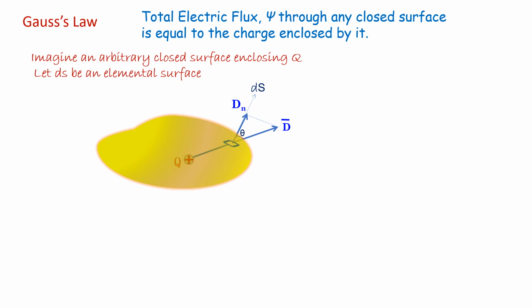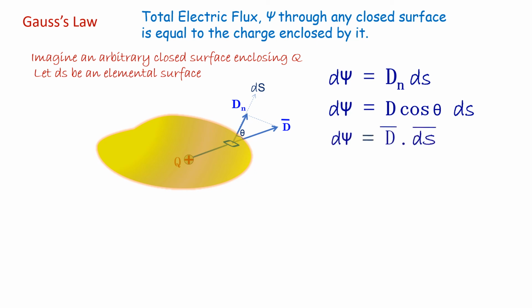Dn is the normal component of D bar. So the elemental flux which is crossing out through the elemental surface d psi is Dn into dS. This can be written as D cos theta into dS. It can be written as a dot product as D bar dot dS bar. The total flux coming out through the entire closed surface is the surface integral of D bar dot dS bar.